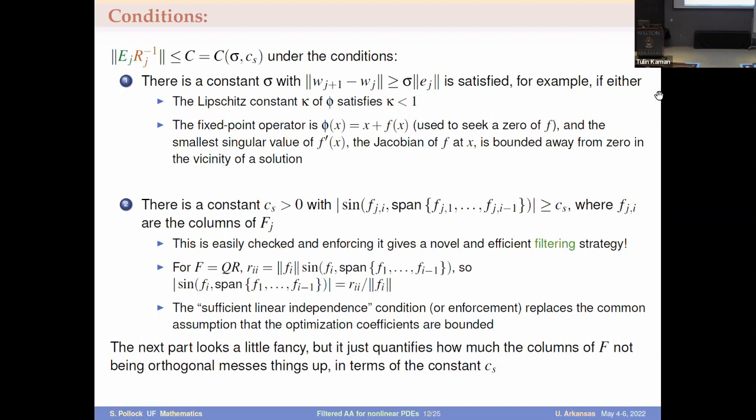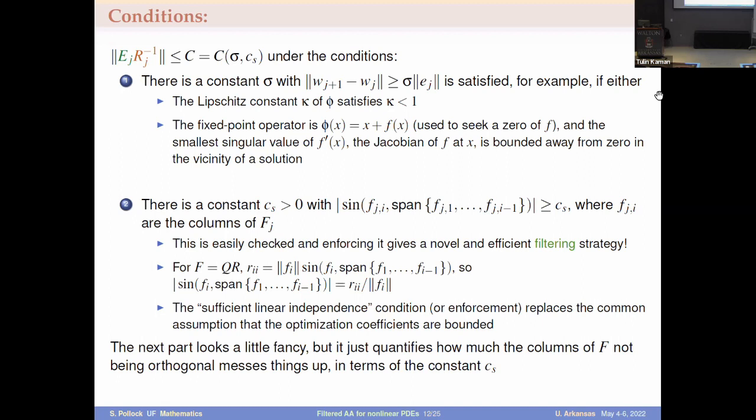Another circumstance in which this is satisfied is if you think about our fixed point operator, if we're using it to find the 0 of a function f, then in fact, all this says is that the smallest singular value of f prime, the Jacobian of f at x, is bounded away from 0 in the vicinity of the solution. And this is naturally satisfied, at least locally, in the vicinity of the solution. This interpretation also makes sense because we already know that the method is essentially a type of quasi-Newton method. So you'd expect some sort of Newton-like non-degeneracy condition to give you something useful, and it does.